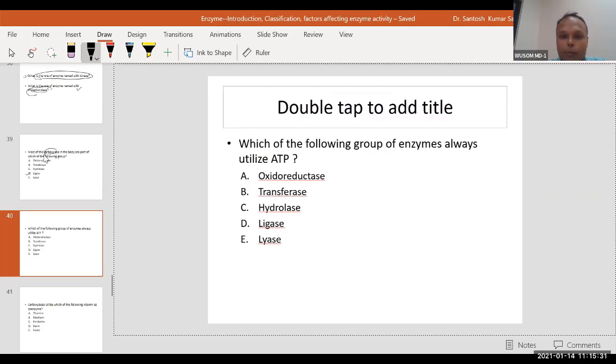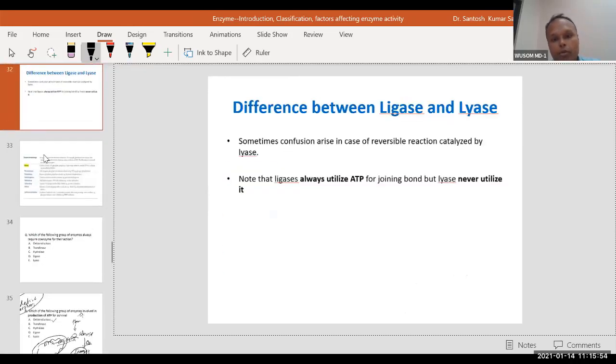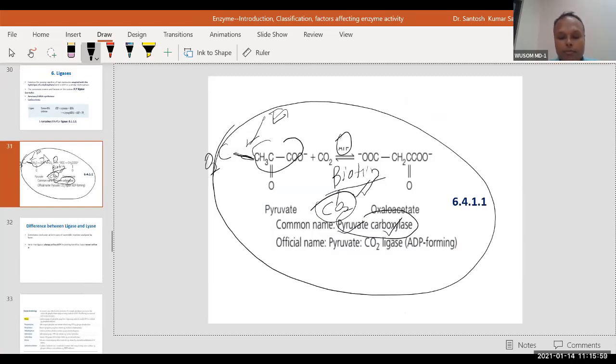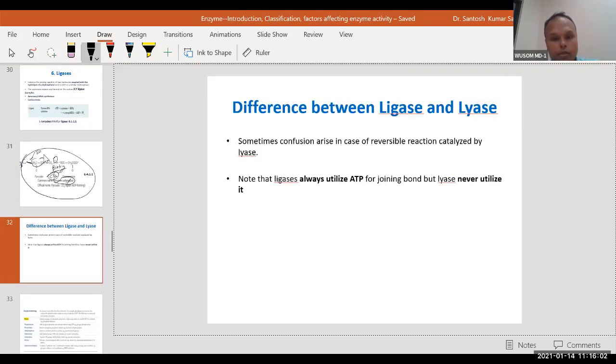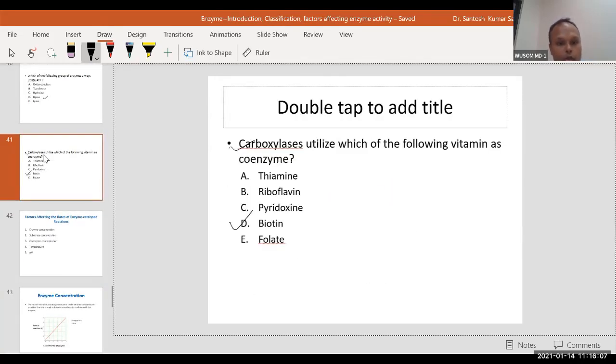So, which of the following groups of enzymes always utilizes ATP? Ligase. Very good. Ligase. Utilizes vitamin as coenzyme. Carboxylase utilizes which of the following vitamins as coenzyme? Biotin. A definite question. From this concept, one question will come from pyruvate carboxylase. A definite one question. I can ask it my own way, but a definite question from this. Okay, so carboxylase, we have done this.